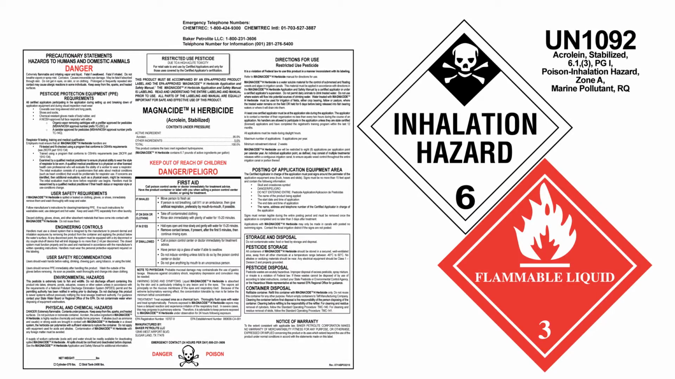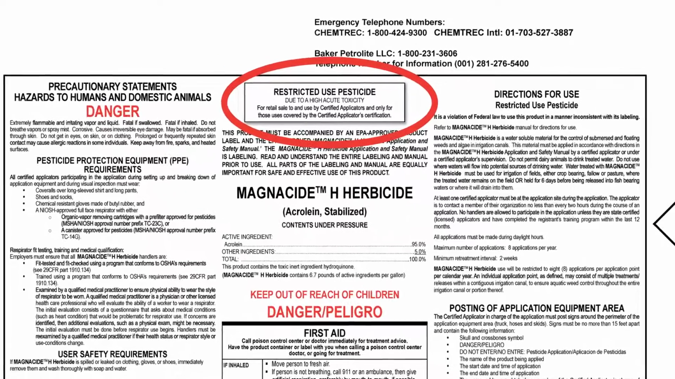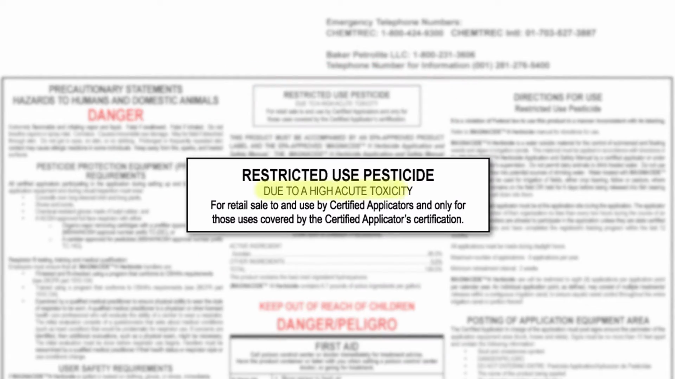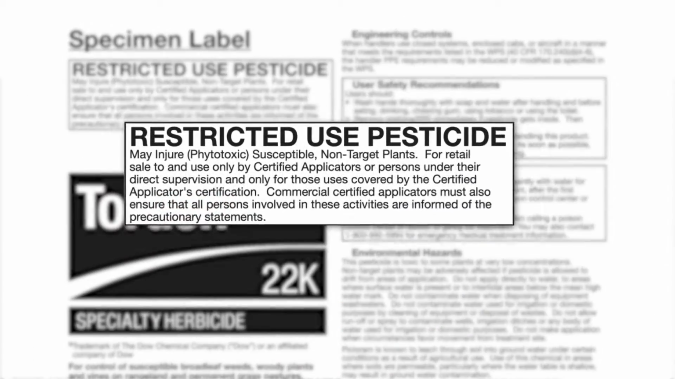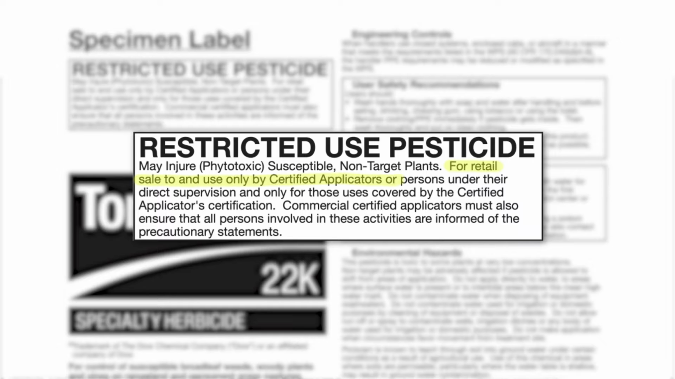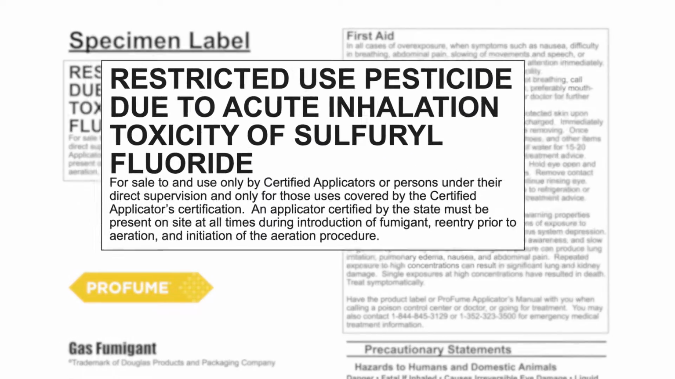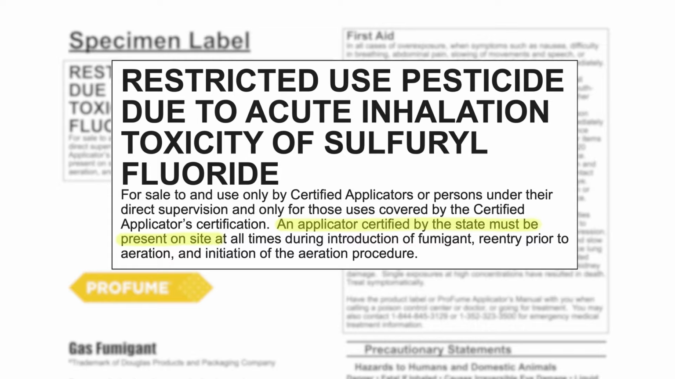Restricted use pesticides will contain a restricted use pesticide statement enclosed in a box located at the top of the front panel of the product label. This statement indicates why EPA classified the product as an RUP, whether its sale and use is limited to certified applicators only or also to non-certified applicators under the direct supervision of a certified applicator. This statement will also let you know if the certified applicator must be physically present when you use the product.